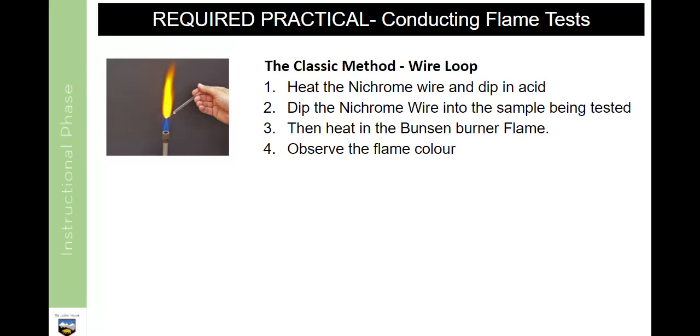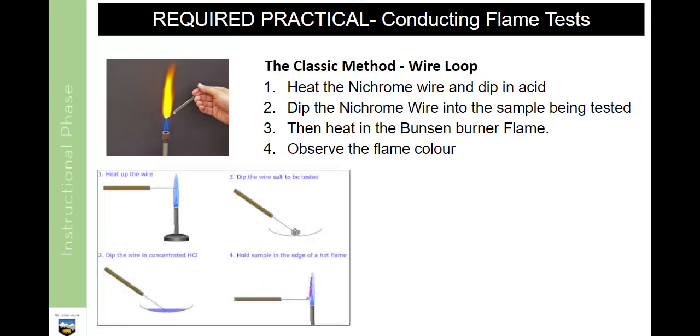So we've got an unknown soap. We want to know what metal ion is in it. We can dip the wire loop into that powder, into the soap. We can then hold the wire loop over the Bunsen burner flame, and we can observe the colour change. So whenever we do a flame test, we use a blue flame on the Bunsen burner, and as we hold the sample being tested into the flame it should change colour.